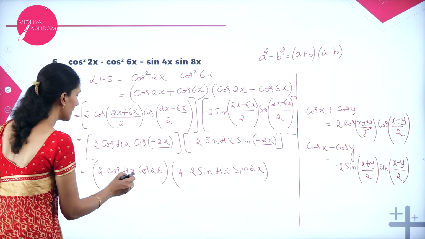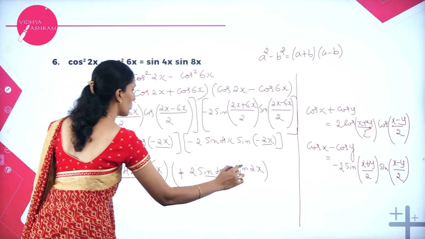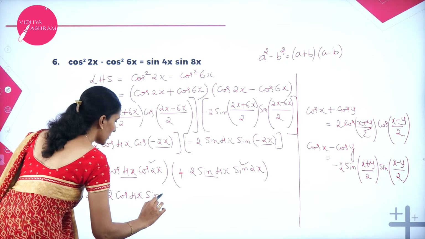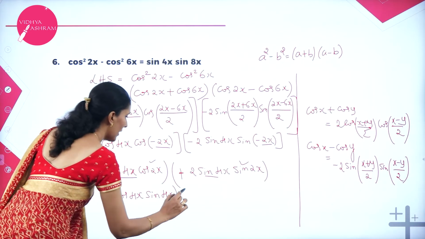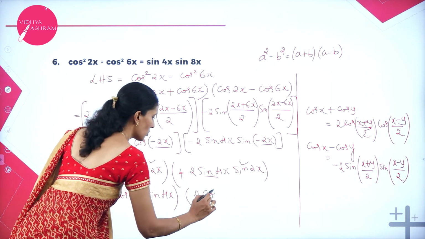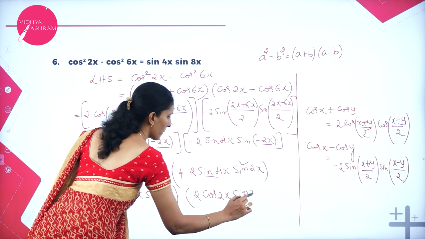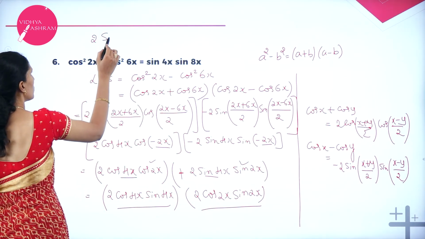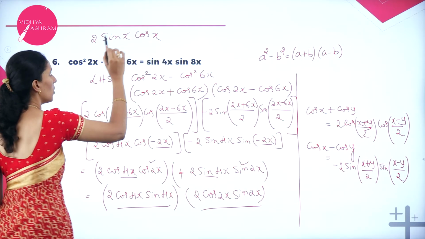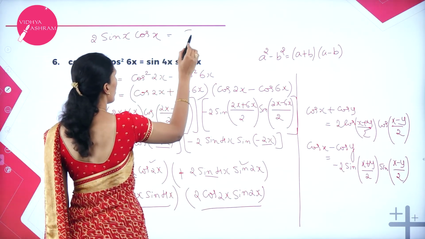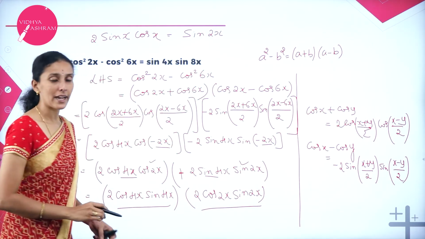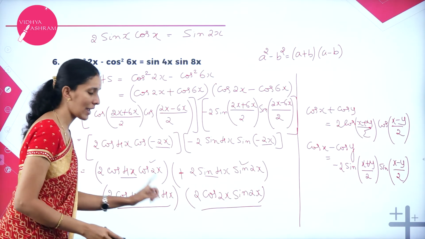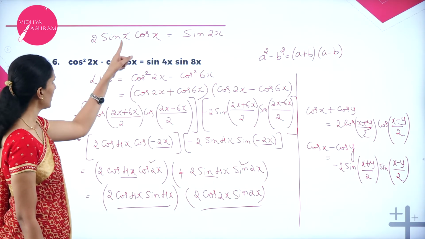So now I'll separate the 4x terms. Next I'll separate the 2x terms. So I'll take 2 cos 4x sin 4x as one term, and another term 2 cos 2x sin 2x. You can see here these two are in the form of 2 sin x cos x. What is this actually? This is the identity for sin 2x. Remember the formula of sin 2x? Sin 2x is nothing but 2 sin x cos x. But here you have 2 cos 4x sin 4x, which is of the form 2 sin 4x cos 4x.